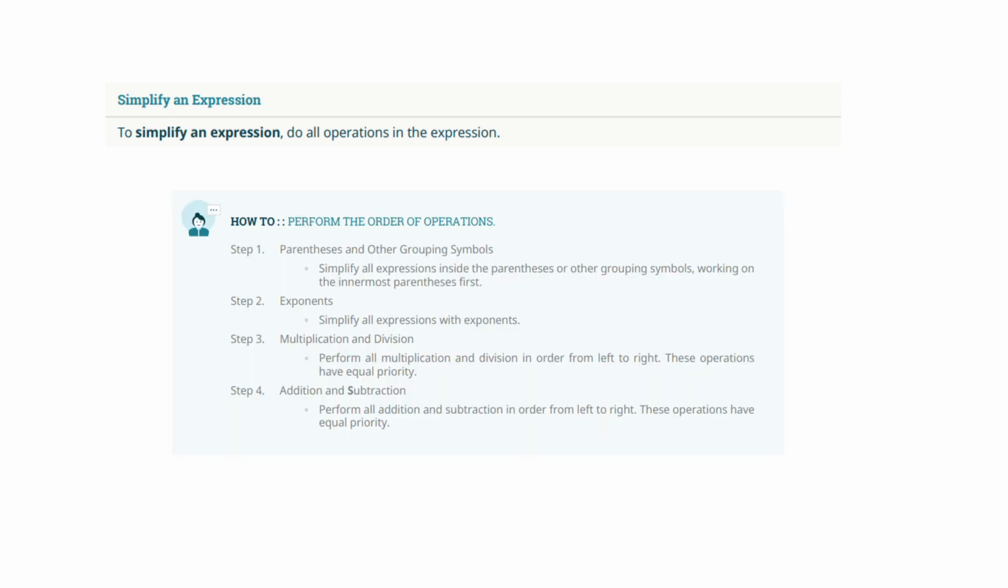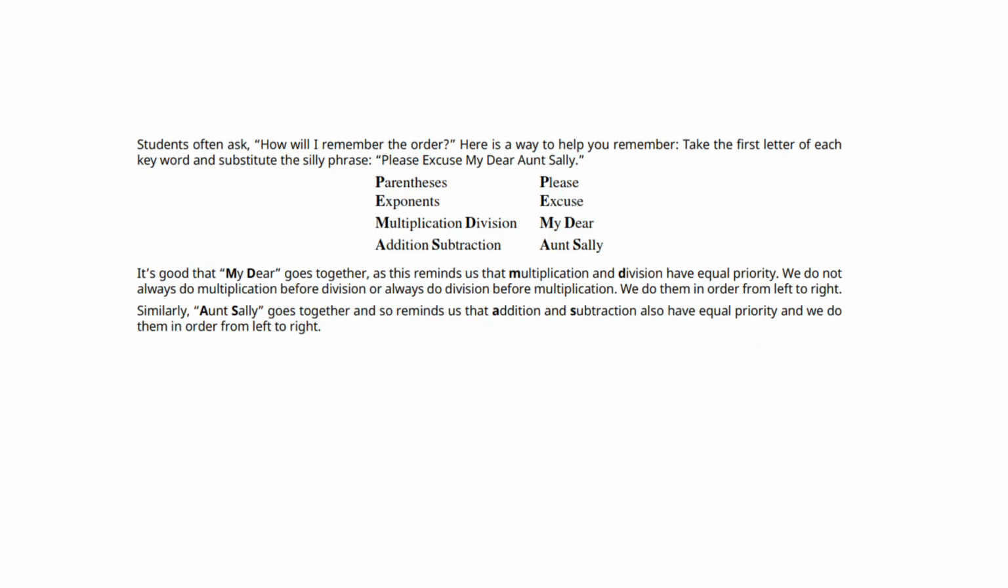We talked about in the last video, an expression does not have an equal sign. So we're not solving. All we can do is tidy it up the best we can. And in order to do that, we need to please excuse my dear Aunt Sally. Actually, I like how they've written it here, because it displays that multiplication and division are tied. And I mentioned in the last video, if they're tied, we're going to work from left to right. And then addition and subtraction are also tied, so we'll work from left to right there.